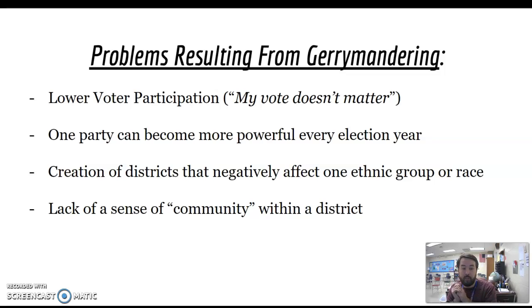We have creation of districts that negatively affect one ethnic group or race, depending on where they live within a state. And then we see the lack of a sense of community within a district because sometimes they're drawn so crazily that there is no sense of community because it's so spread out. So those are some problems that can result in issues with redistricting, like gerrymandering, okay?